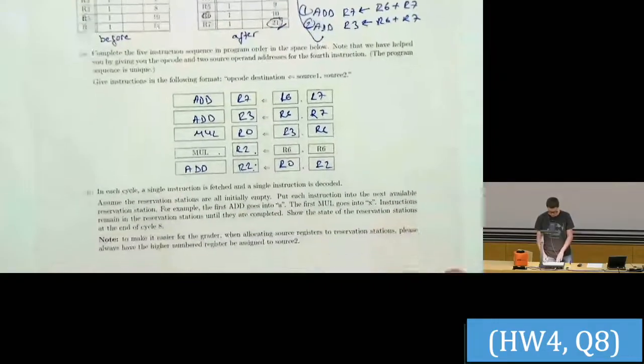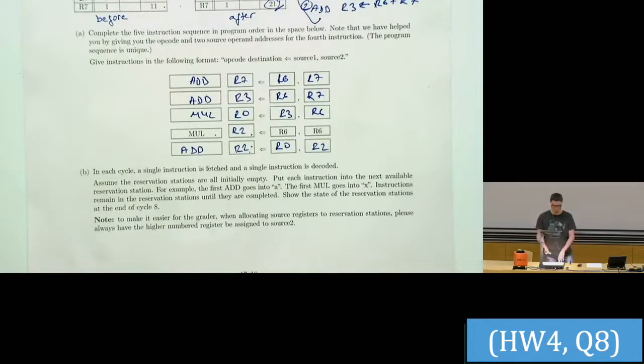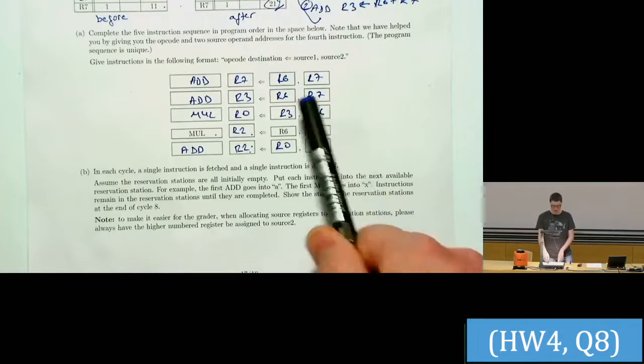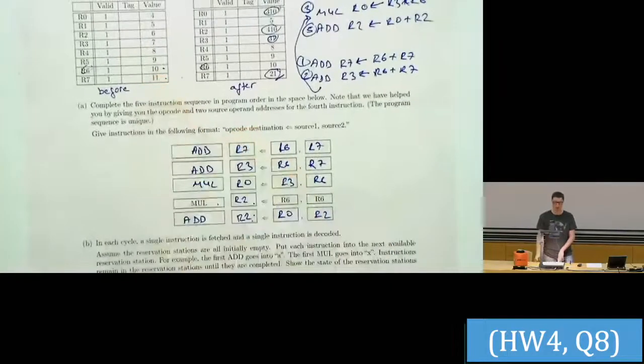In the next part, I will actually do B and C together because they are sort of related. In parts B and C, we have to execute Tomasulo's algorithm with the instruction sequence that we found in part A. Basically it will be filling the register alias table, which is this here, the register file, and also the reservation stations.